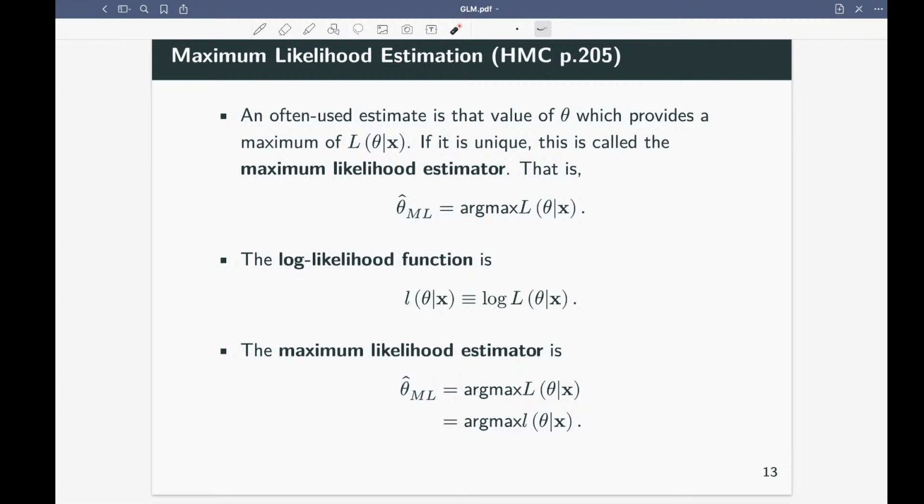They are the same, but maximizing the likelihood function directly is too complicated. So we always use the log likelihood function because it's easy to do in the programming software. Okay.